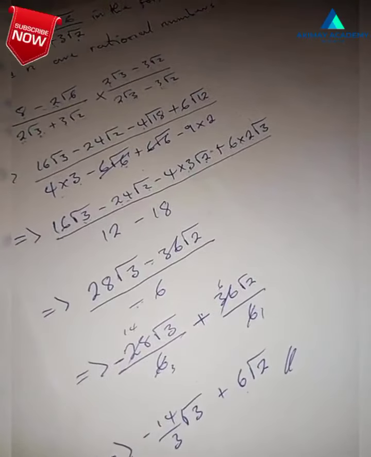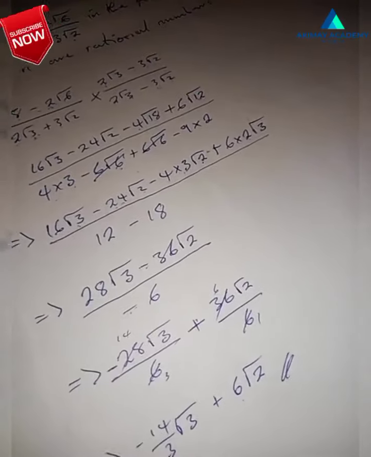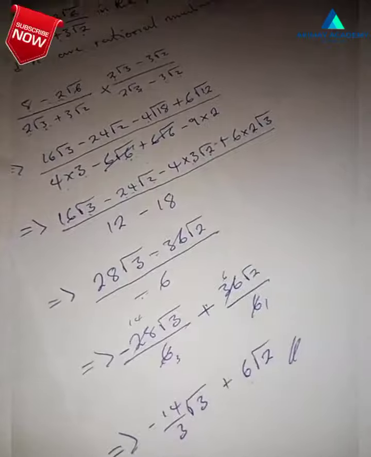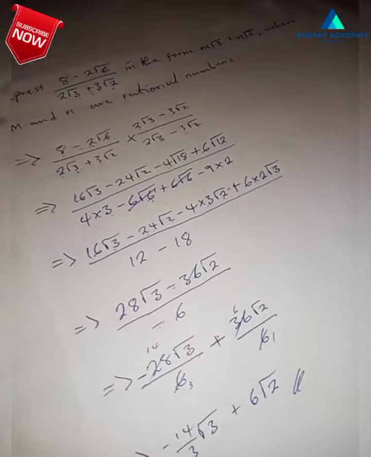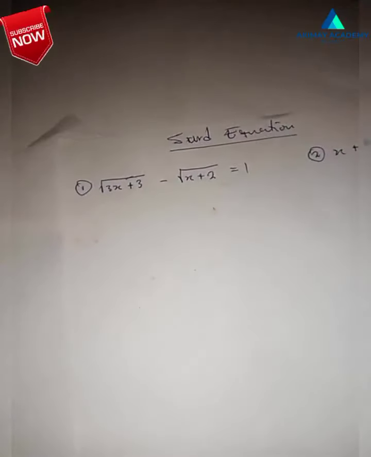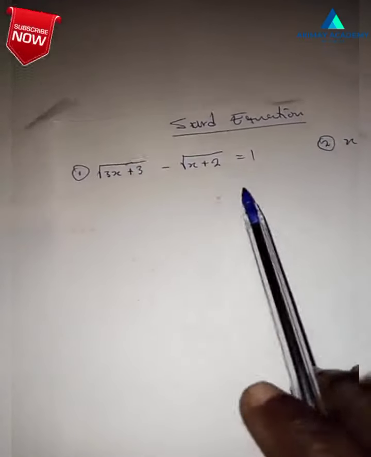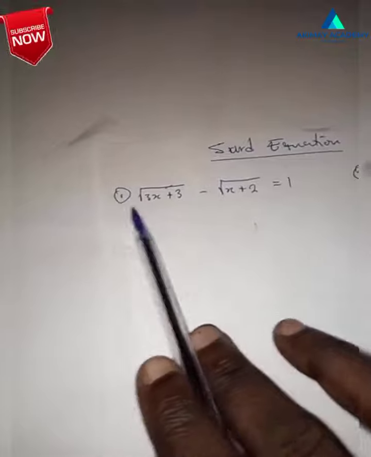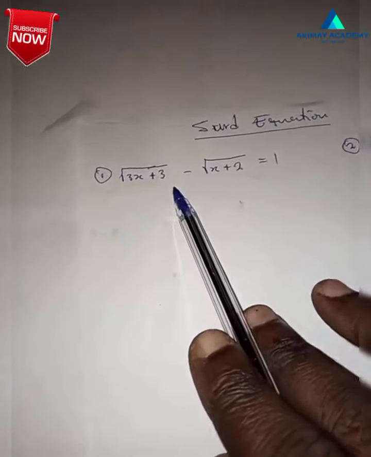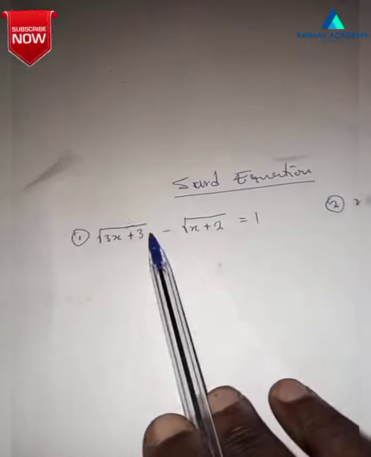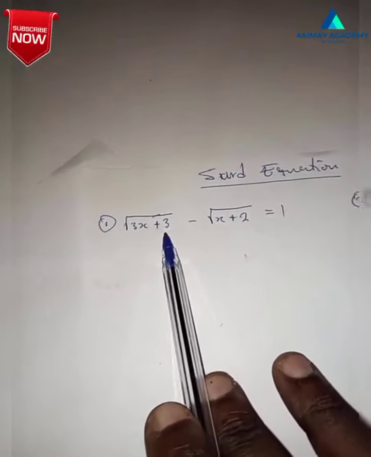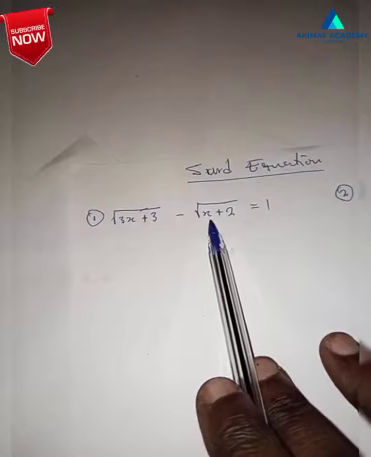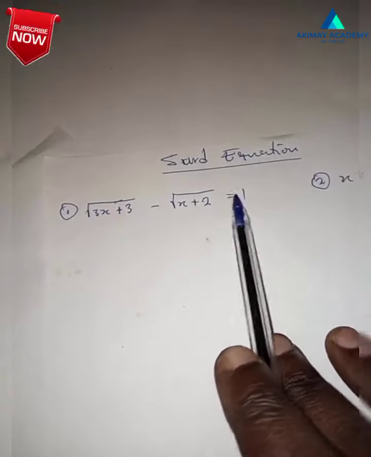Today we are going to look at surd equations. That will be our topic for the day, surd equations. Good. Let's look at these two examples over here. We have the first example, our problem of the day, which is a surd equation. Now you have square root of 3x plus 3 minus square root of x plus 2 equals 1.